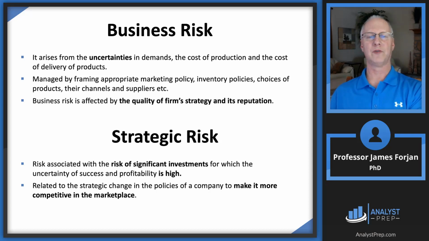Business risk arises from the uncertainties in the demand and the cost of production. So think of this as the demand for a particular product line and then the ability to produce that product line inside of a factory. And so this is managed by marketing strategy, marketing policy, inventory policies, the choices of products. Of course, that's the capital budgeting decision. And then the entire supply chain. And so it's probably best to think about business risk as managing that supply chain.